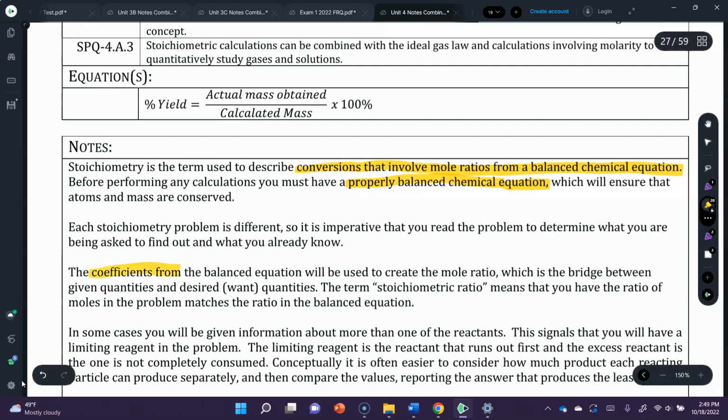The coefficients from a balanced chemical equation are used to create the mole ratio, which is the bridge between given quantities and desired quantities. The term stoichiometric ratio means that you have a ratio of moles in the problem that matches the ratio in a balanced equation.